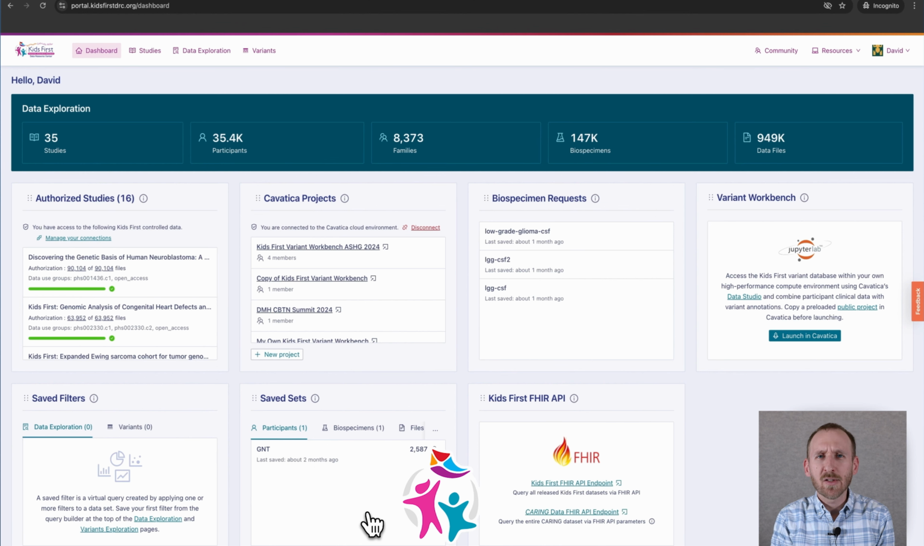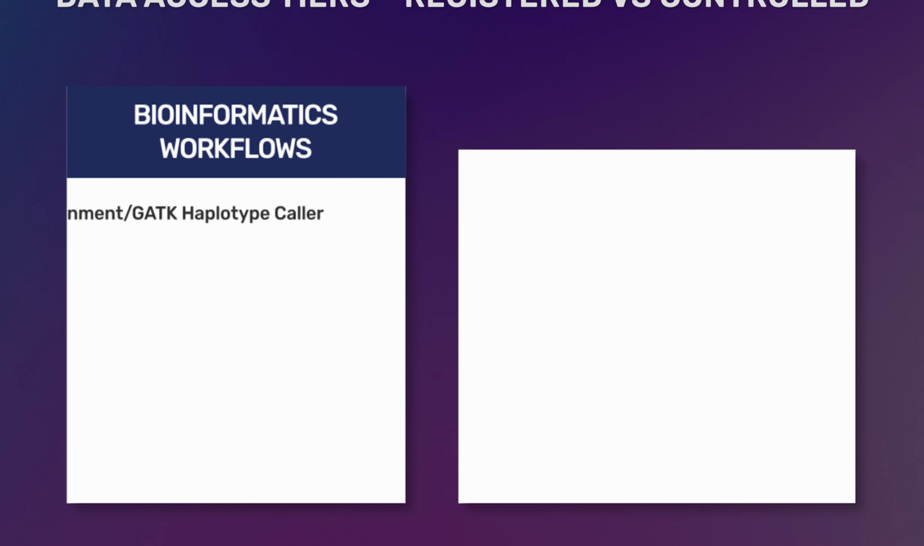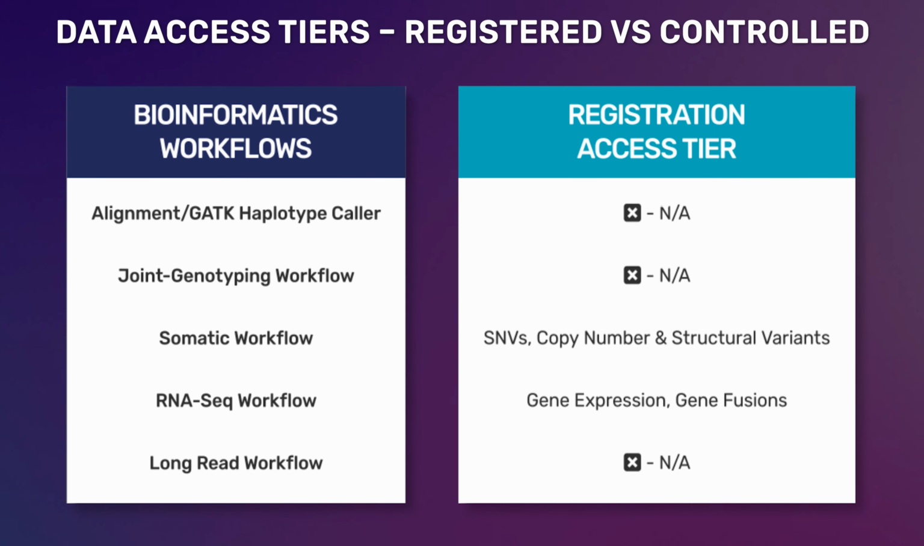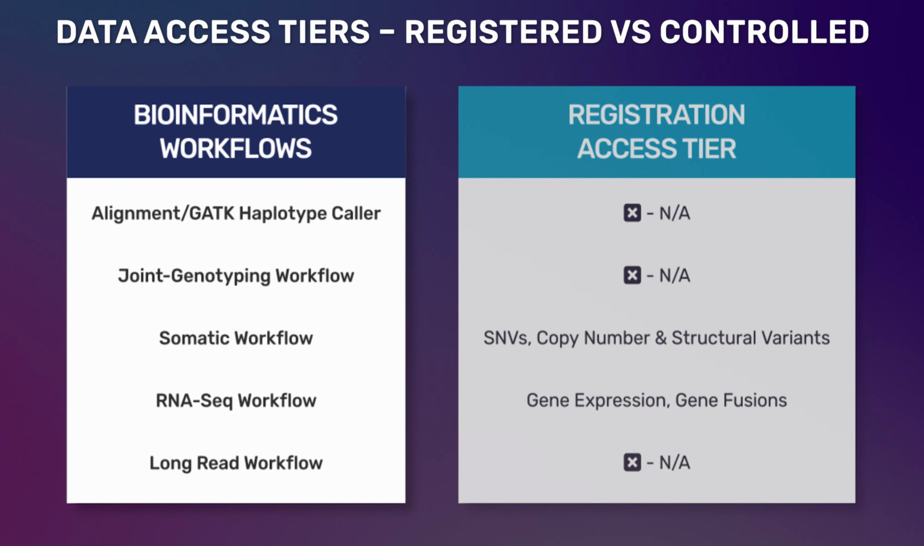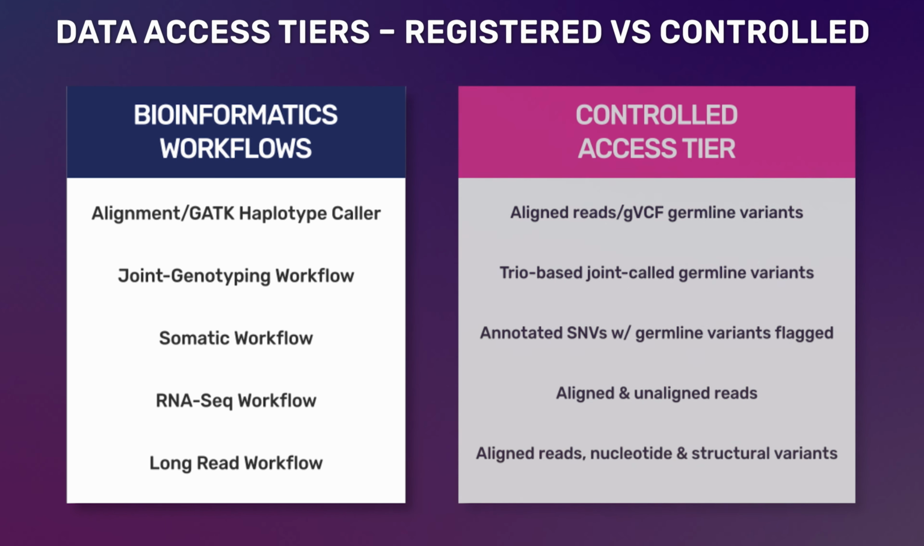The Kids First DRC supports bioinformatics workflows, and within each of those workflows, there are two different tiers of data access. Every user who logs into the portal is granted registered access, which immediately allows them to create cohorts, search variants, and access registered tier level files for analysis. Check out the 6th video in the Kids First support playlist to learn more about variant discovery.